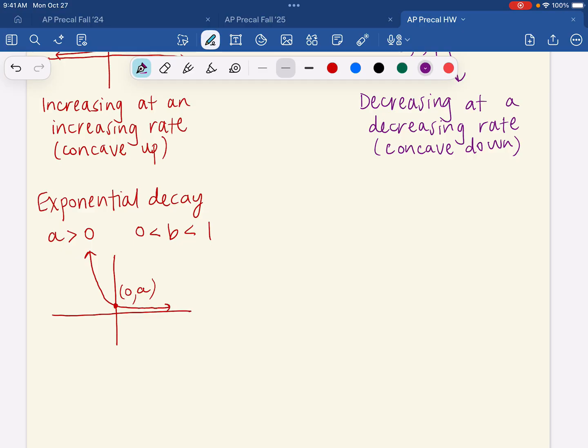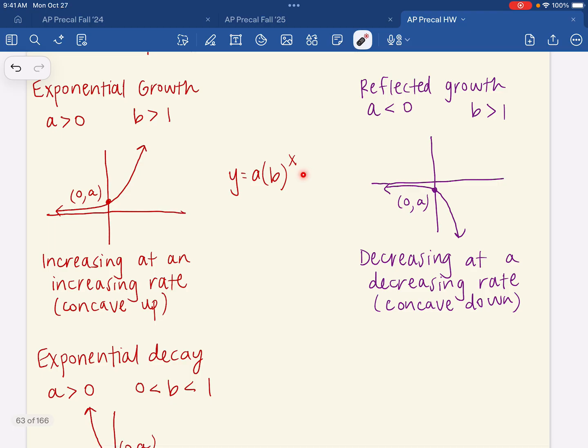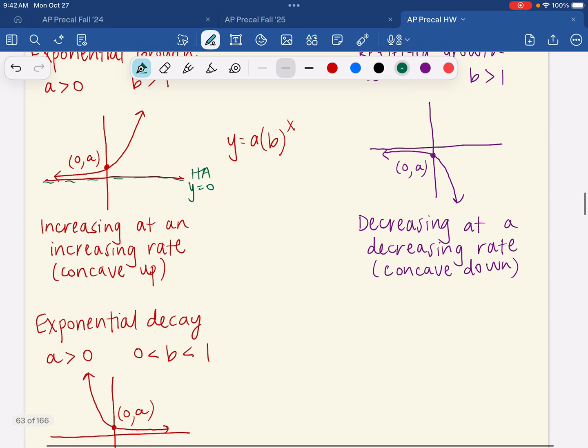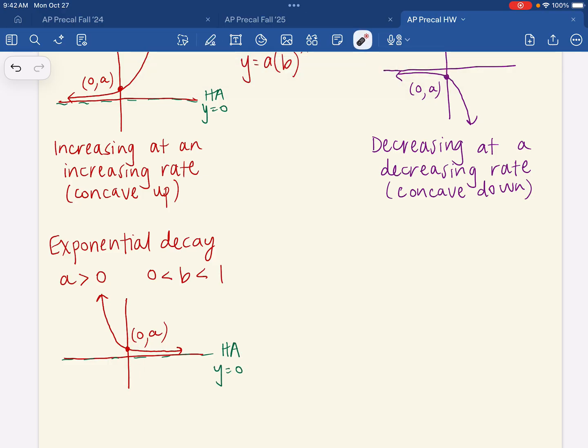I do want to mention the horizontal asymptote. Just talking about the parent function that hasn't been shifted up or down, all of these functions, even though it's not our focus right now, have a horizontal asymptote of y equals 0. So every single one, reflected or not. The only thing that can change that is when we shift the graph up and down, the horizontal asymptote will shift with it. So a vertical translation would be the only change that can change the horizontal asymptote.